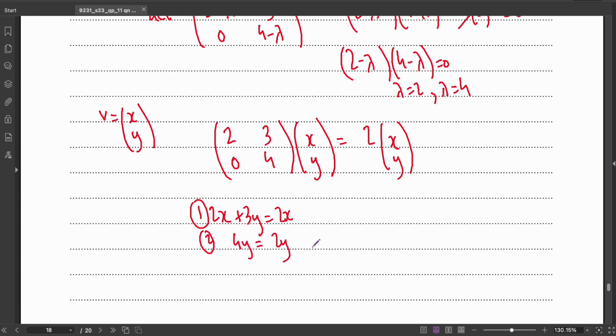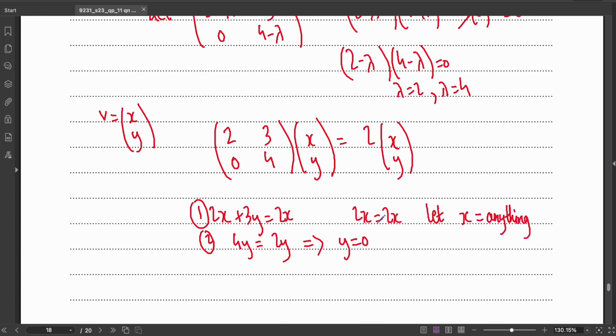Well, from this right here, we conclude that y is equal to 0. That's the only solution to this equation here. Otherwise, this is not true. So y is equal to 0. When y is equal to 0, you have 2x is equal to 2x. That means you can let x be anything you want it to be. But to keep it simple, obviously we're just going to choose 1.